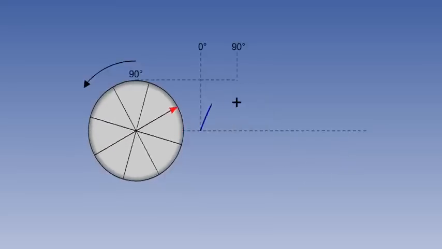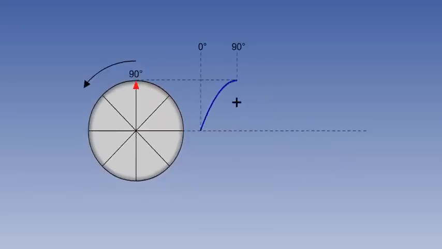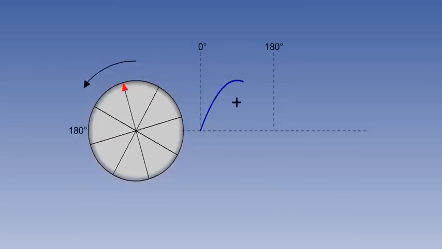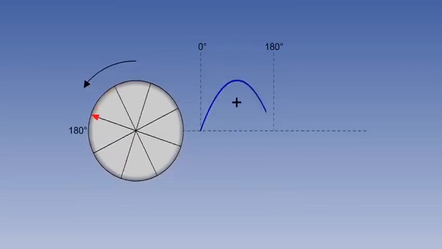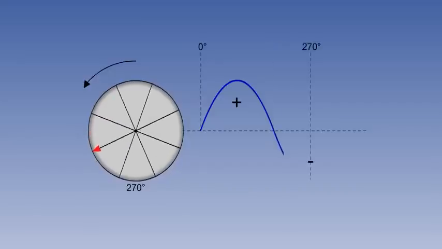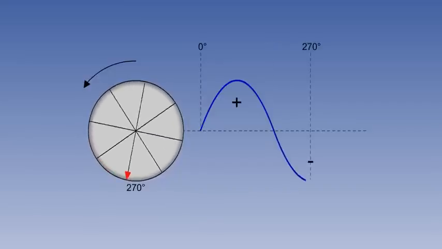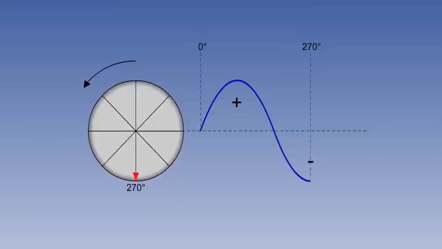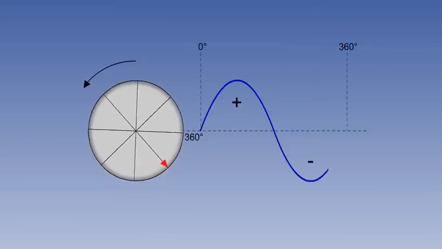The peak of the positive amplitude is at 90 degrees. As the wave passes down through the zero line, this is 180 degrees. The negative peak of the amplitude is at 270 degrees, and the wave finally returns to 360 degrees or zero.